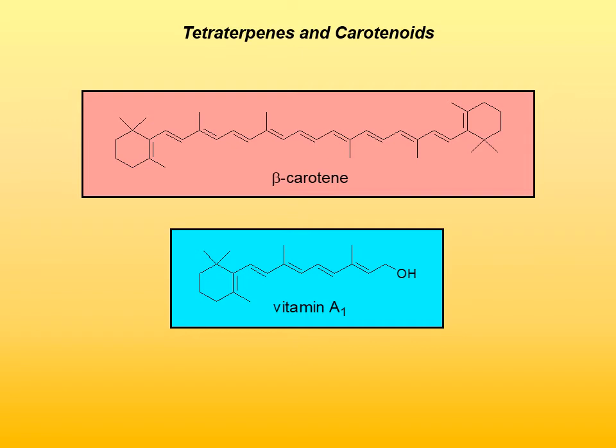Beta carotene is actually a precursor of vitamin A, but you can see that if you put together two vitamin A structures, head to head, where the OH groups are, you end up with beta carotene. So you can see, in reverse fashion, how tetraterpenes are formed by fusing together two diterpenes, because vitamin A is a diterpene. It has 4 isoprene units, while beta carotene is a tetraterpene, 8 isoprene units.